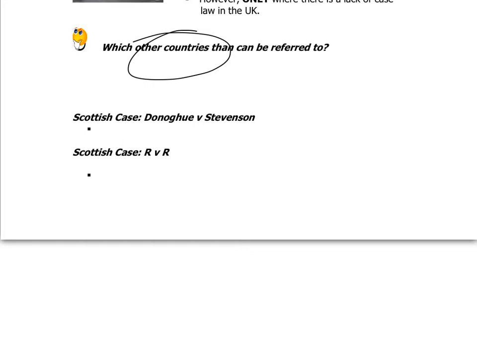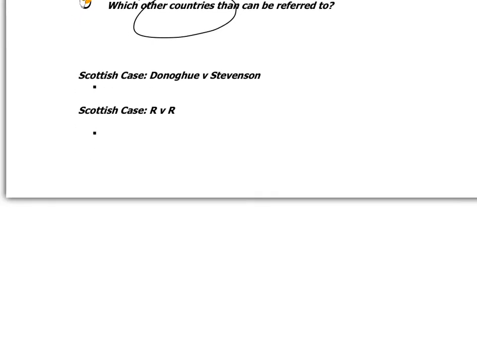Exactly the same as the R versus R case, which again you've already done. So the R versus R case, remember, was about this idea about whether you could be guilty of raping your wife. It was actually Scotland who was the first country within the United Kingdom to say, yeah, do you know what, a husband can be guilty of raping their wife, and we basically just stole that idea.